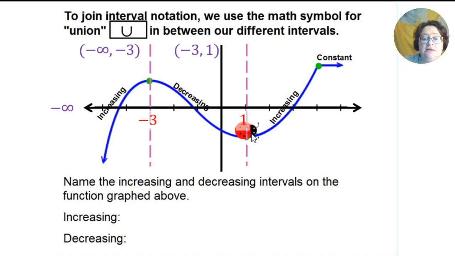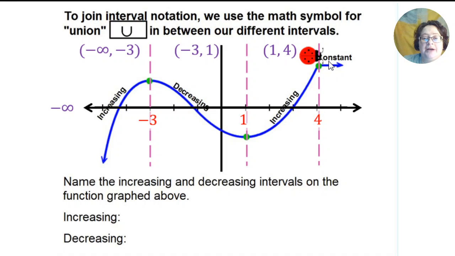Continue tracing from 1 up here. We're increasing. We're going uphill. Draw my dotted line. I count 1, 2, 3, 4. So this is a 4 on the x-axis. So from 1 to 4, we are increasing.